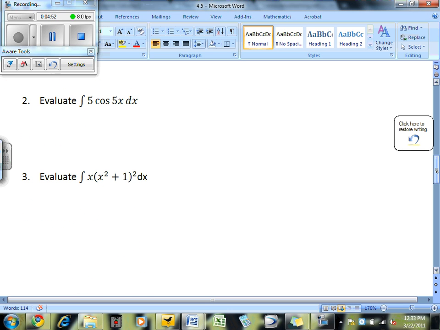So for number 2 here, I'm going to use the U substitution. Remember when we had a cosine, we always said if you type cosine in your calculator, you're going to get cosine parentheses 5x parentheses. So the 5x is your inside function. Let's make our inside function u. So 5 cosine of u.